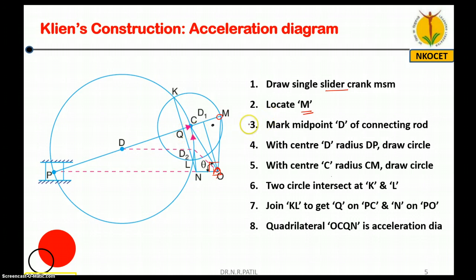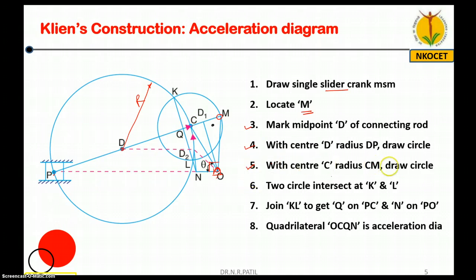Now the step number 3 is very important. Mark midpoint D. So you have to mark this midpoint of what? P and C. So remember, PC is a connecting rod. You have to mark its midpoint. Then with center D and radius this much, draw a circle. Okay, you have to draw the circle with center D and radius equal to DP or DC. Okay, very good.